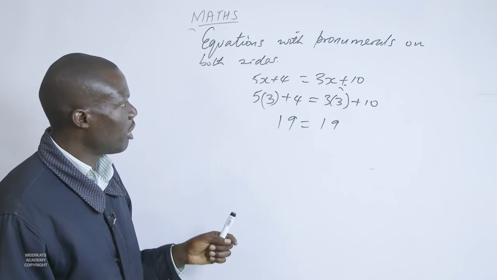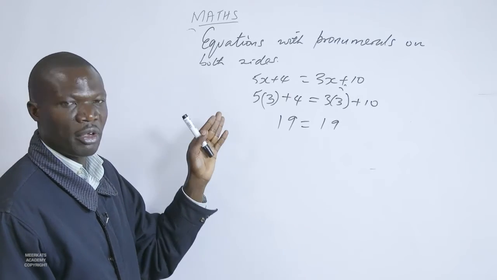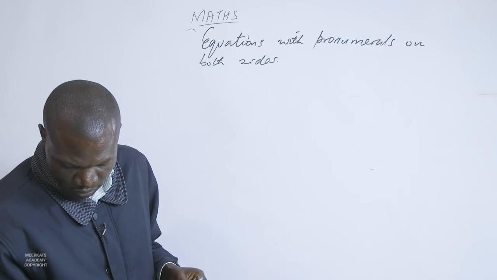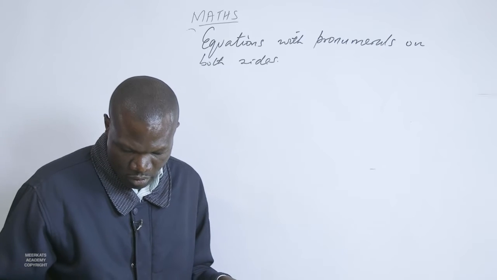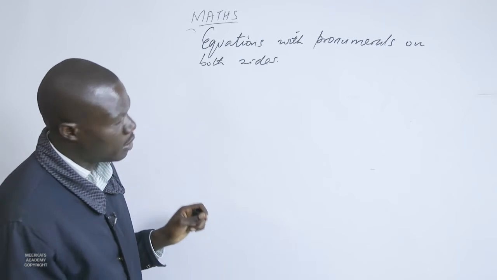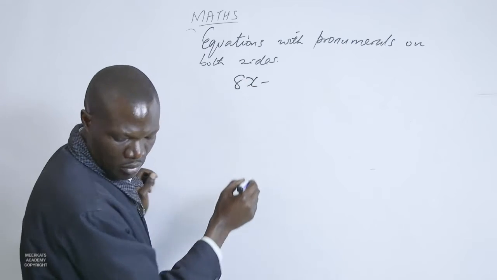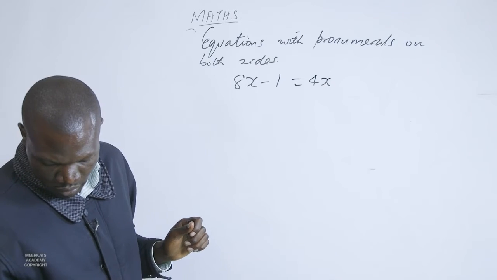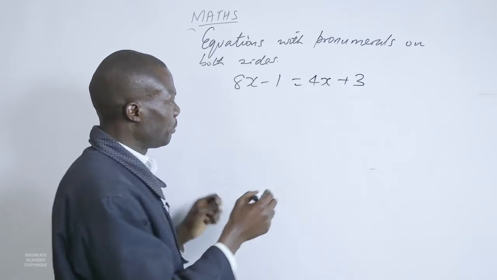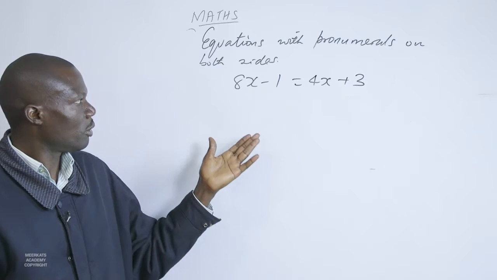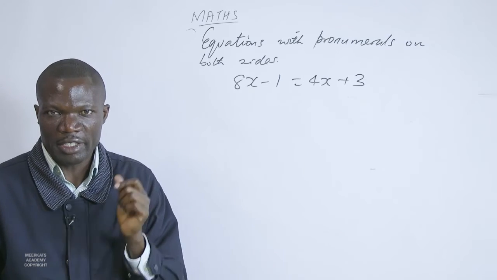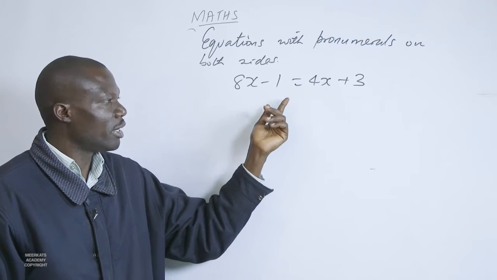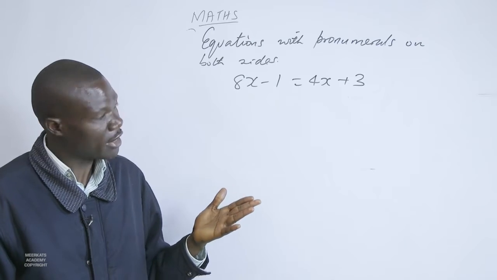You can look at further problems which have the pronumerals on both sides. Now, the question here: solve for x, given that 8x minus 1 equals 4x plus 3.